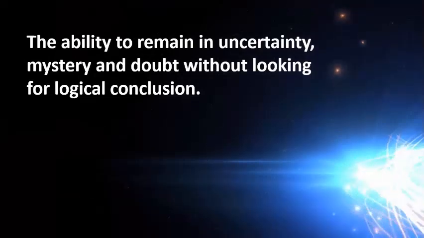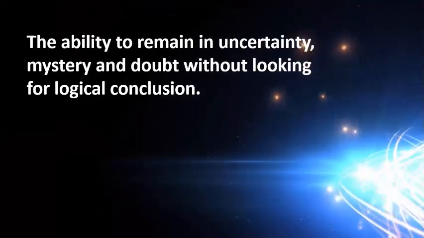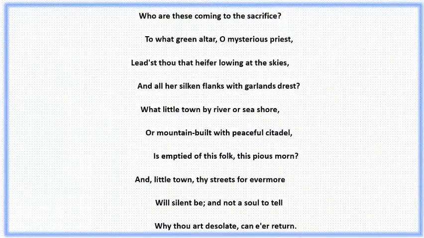This negative capability is also evident in the beginning of the fourth stanza. Who are these coming to the sacrifice? To what green altar, O mysterious priest, leadst thou that heifer lowing at the sky, and all her silken flanks with garlands dressed? What little town by river or seashore, or mountain built with peaceful citadel, is emptied of this folk, this pious morn? And little town, thy streets forevermore will silent be, and not a soul to tell why thou art desolate can e'er return.